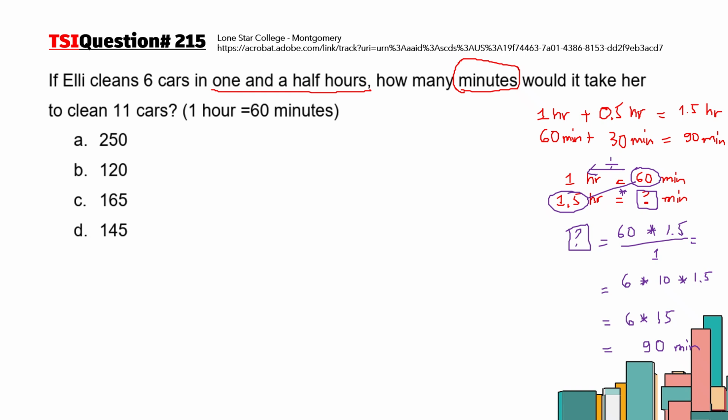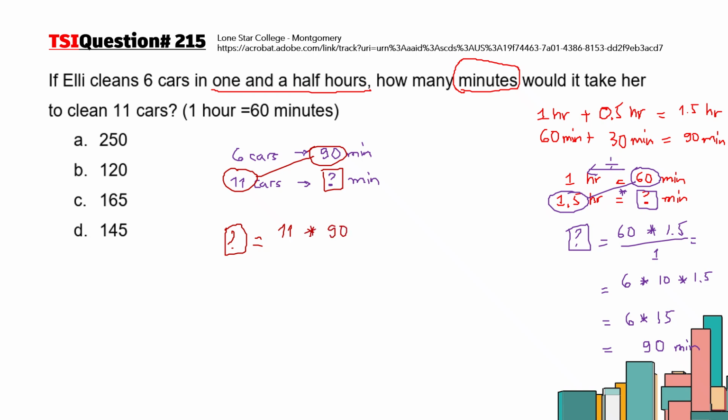Now they're asking, we have 6 cars that will be cleaned in about 90 minutes. So now if it's 11 cars, how many minutes could it take her to clean? We use the same technique here. We have the question mark right here, so we cross multiply. Question mark equals 11 times 90, divided by the rest, divided by 6.